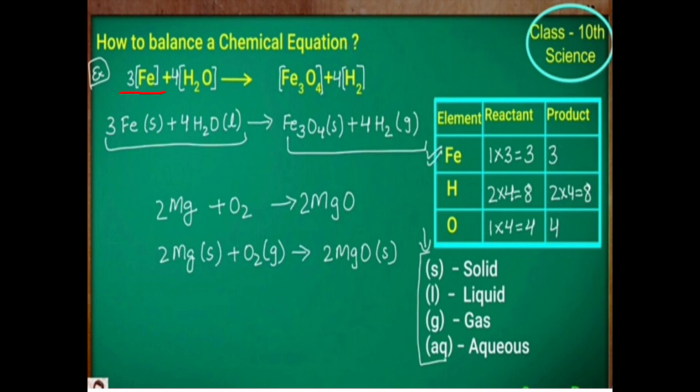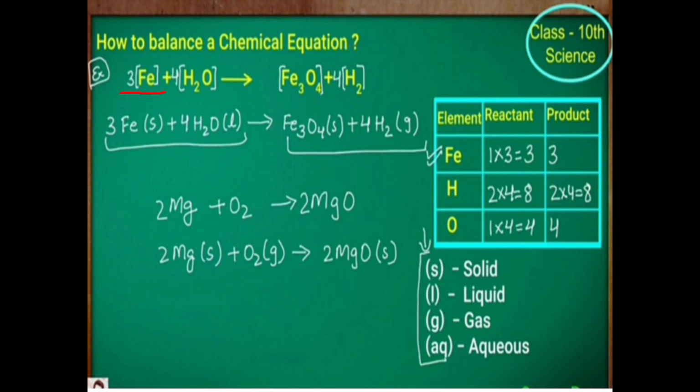But then comes the problem that hydrogen molecules will also increase. It will become 8 on the reactant side, because we will multiply this 2 molecules with 4. So it will become 8, and on the product side it is only 2. So there also we will multiply it by 4, so that hydrogen molecules will become equal on both the sides. So this is how we can balance a chemical equation.